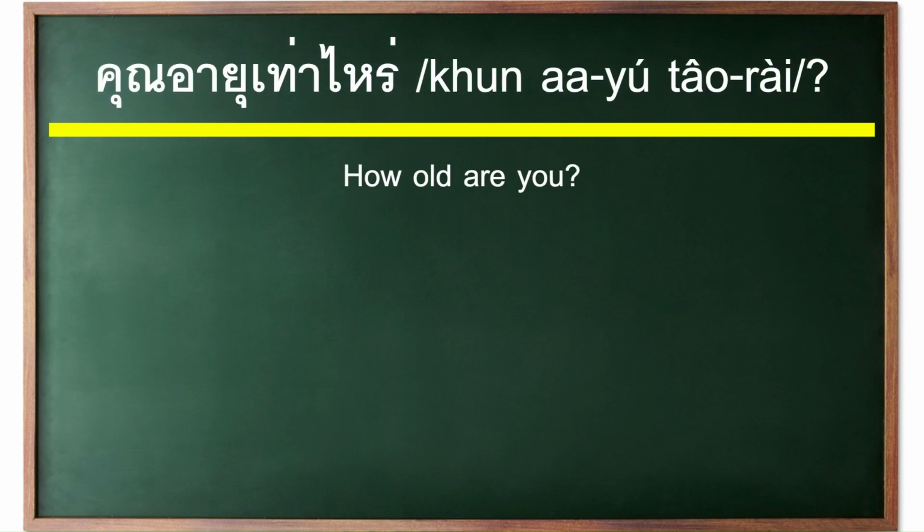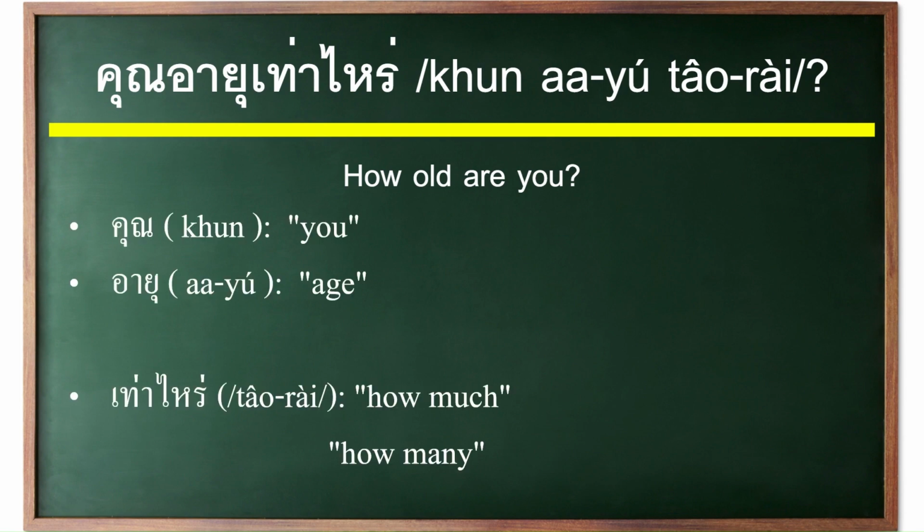To ask someone's age in Thai, you typically use the phrase, คุณอายุเท่าไหร่. This phrase translates directly as, how old are you? Here's a breakdown of each component. อายุ. This means age. เท่าไหร่.